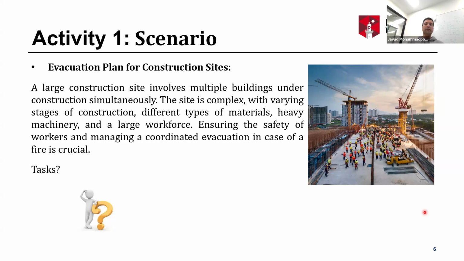Okay, like the previous lecture, I consider one activity, a fire risk assessment. So we need an evacuation plan for a construction site. This site is a large construction site, involving multiple buildings under construction simultaneously. The site is complex, with varying stages of construction, different types of material, heavy machinery, and a large workforce that you can see in the picture. So we need to ensure the safety of the workers and manage coordinated evacuation in the case of fire.